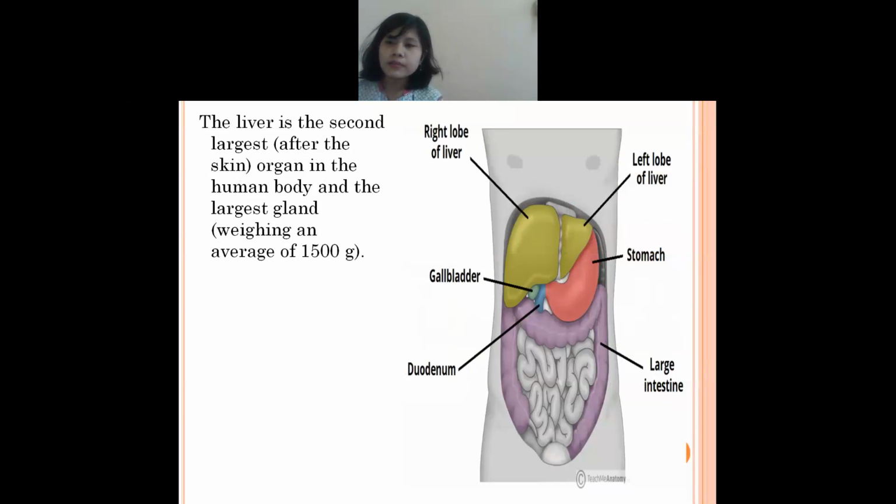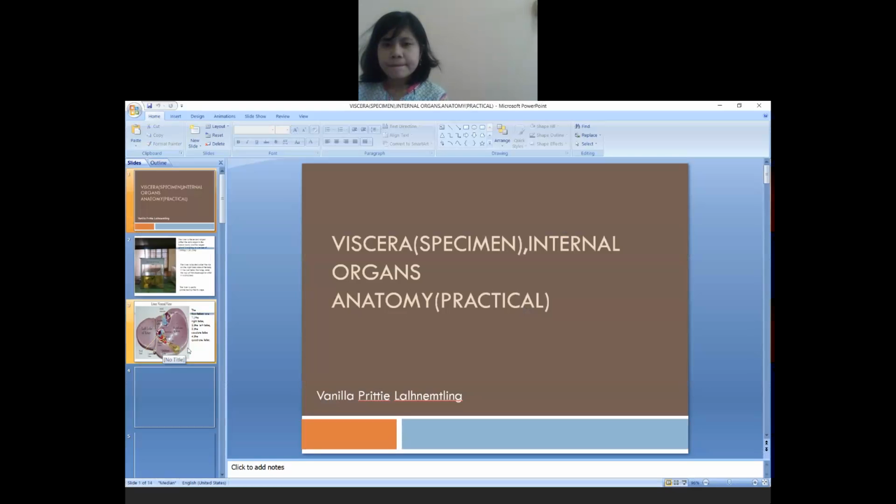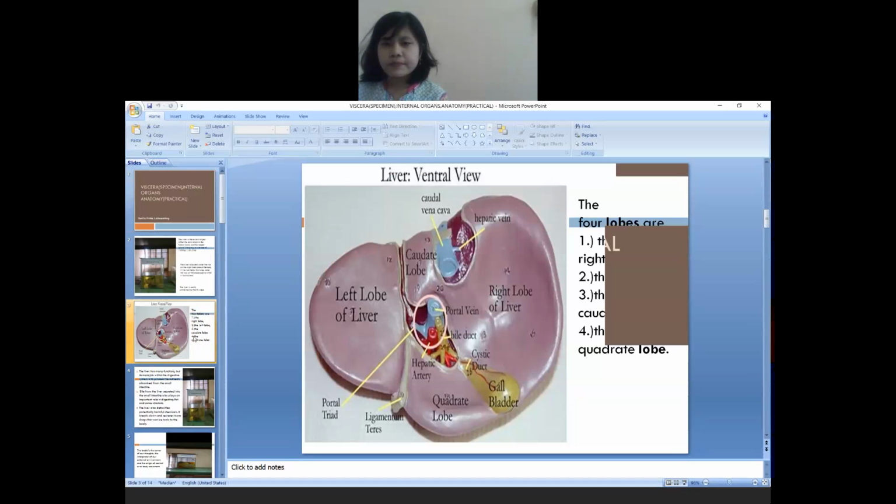Okay, so the liver, you remember, no, it is divided into how many lobes? How many lobes? Ma'am, 3. Ma'am, 4. Four, no? 4. Okay. Wait, I'll show you. Left side.